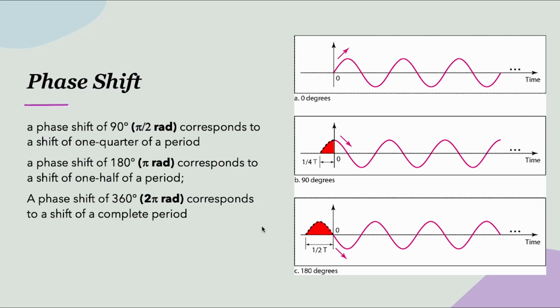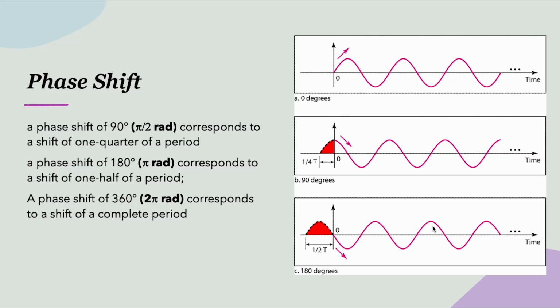So coming back and dwelling a little bit on this concept of a phase shift of 90 degrees, which is pi over 2 radians, it corresponds to a shift of 1/4 of a period, which is shown over here. 90 degrees, a quarter of a period. A phase shift of 180 degrees, which is shown in here, is equal to half a period. If there's a phase shift of 360 degrees, this will be 2 pi radians. This will be like the whole wave has shifted.